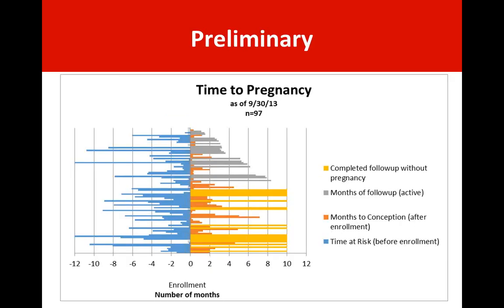That was our goal. All right, this is our time to pregnancy, which is our primary outcome. Let me orient you to this a little bit. The blue on the left was their time at risk of pregnancy before enrollment. So that was their time trying before we actually enrolled them in the study. Time 0 is when they enrolled. And then gray are months of follow-up that they're still going. These yellow ones have completed follow-up without getting pregnant. And red was months of follow-up until pregnancy.